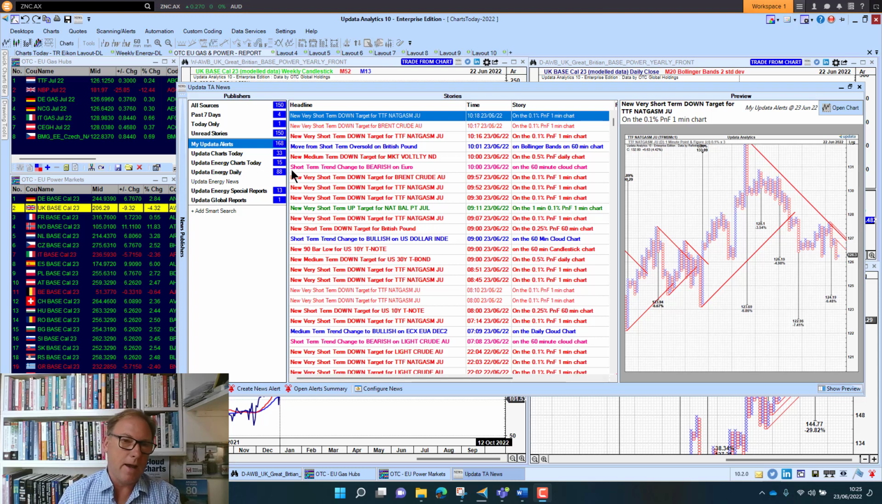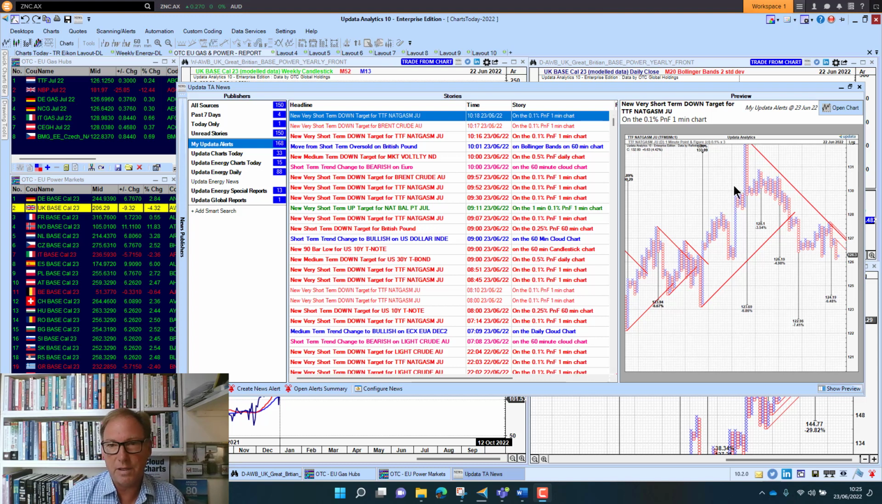And I know just by looking at my news alerts, these are my technical analysis alerts, new in Updata Enterprise. I just know from looking at this, because they're color coded, red means downside targets, negative signals, green means positive signals. And so I just immediately know, just by looking at this, that I'm getting lots of new alerts and targets this morning.